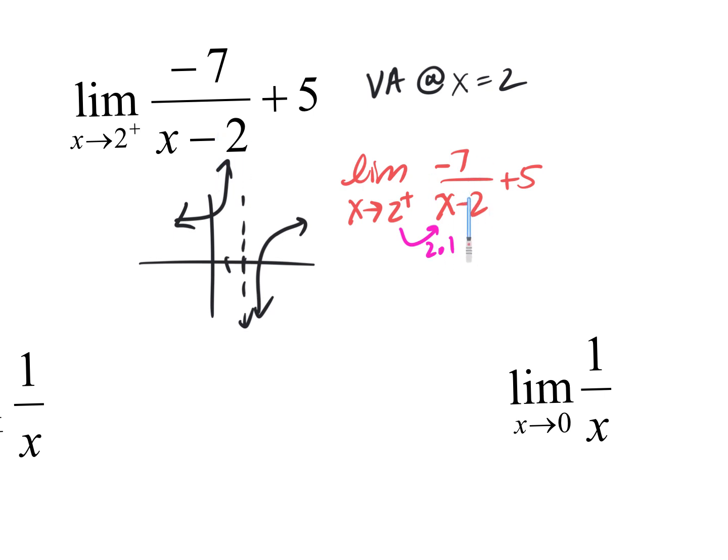So we just have to get the sign of this. Is this positive or negative? 2.1 minus 2 on the bottom: positive. A negative over a positive is negative. So negative 7 over something, plus 5, is still going to be negative. Because this gave us a negative value, that's how we know it's going to be negative infinity.